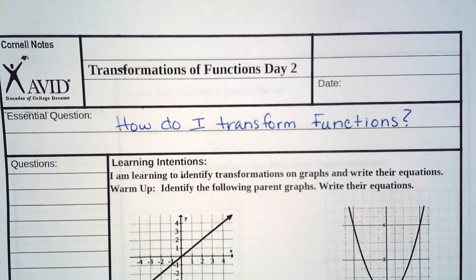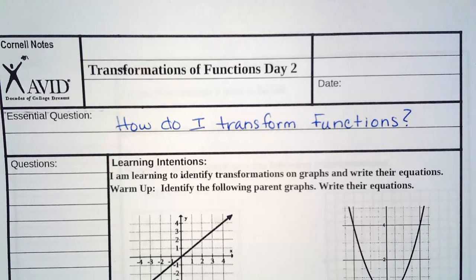Hello class, today we are looking at transformations of functions again. So your essential question is, how do I transform functions? Your learning intention: I'm learning to identify transformations on graphs and to write their equations.